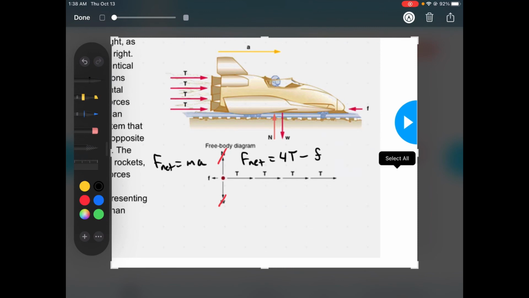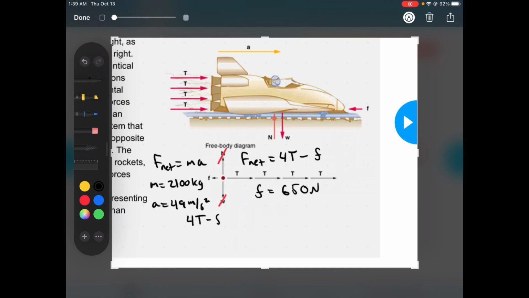Now we're looking for what thrust is. So we know our mass, that's 2,100 kilograms. We know our acceleration is 49 meters per second squared, and we know our frictional force is 650 newtons. So we can set, because again, no matter what, if we have one system we're looking at, our net force is always going to be the same thing. So net force is mass times acceleration, and net force is equal to 4t minus friction. They're equal.